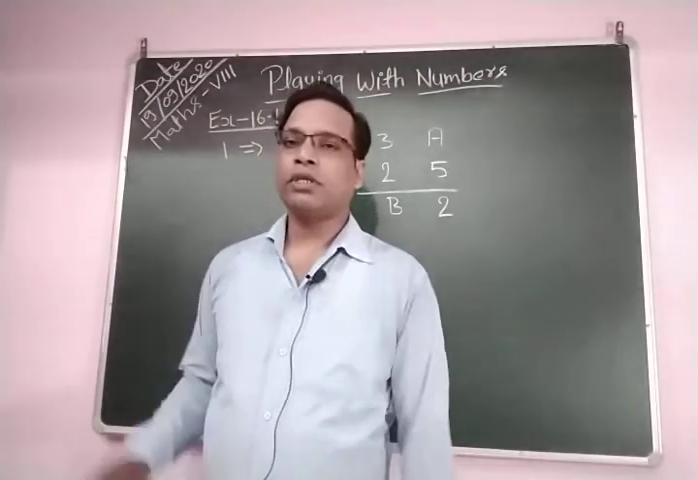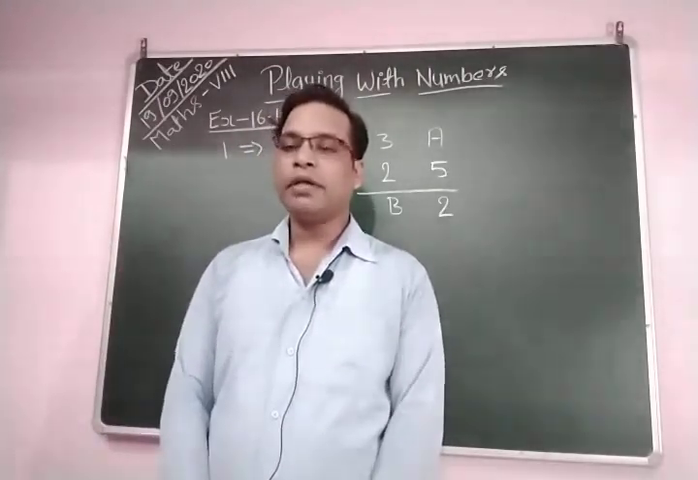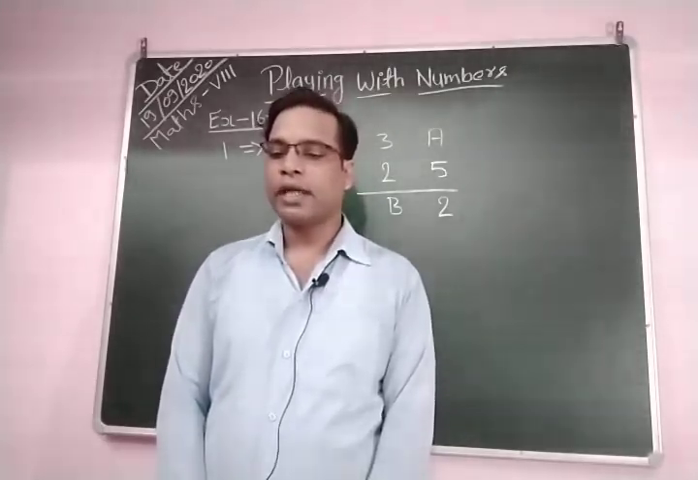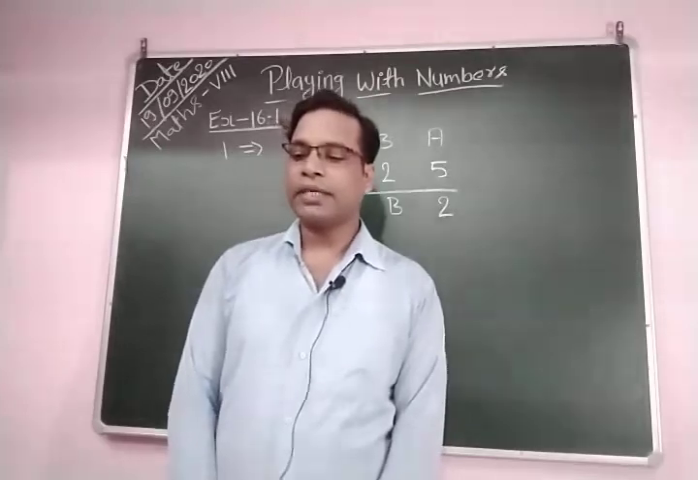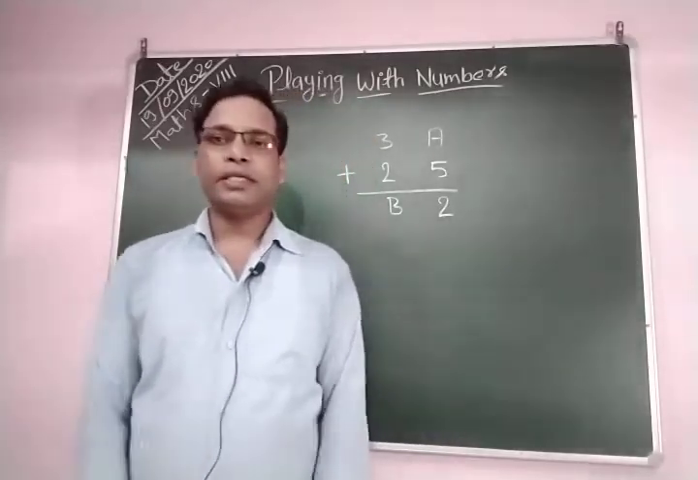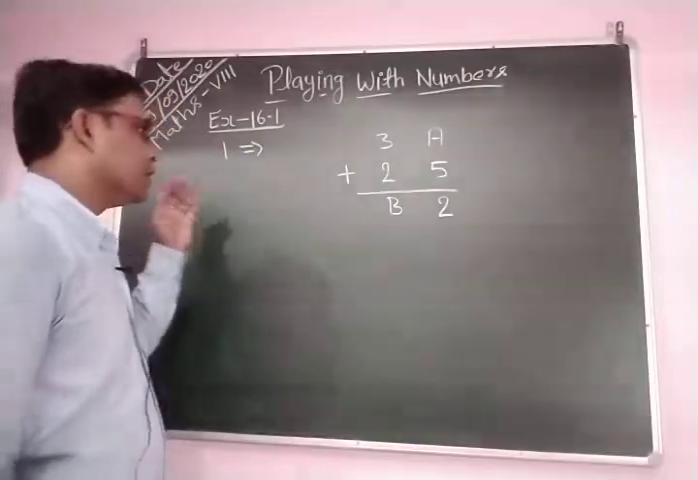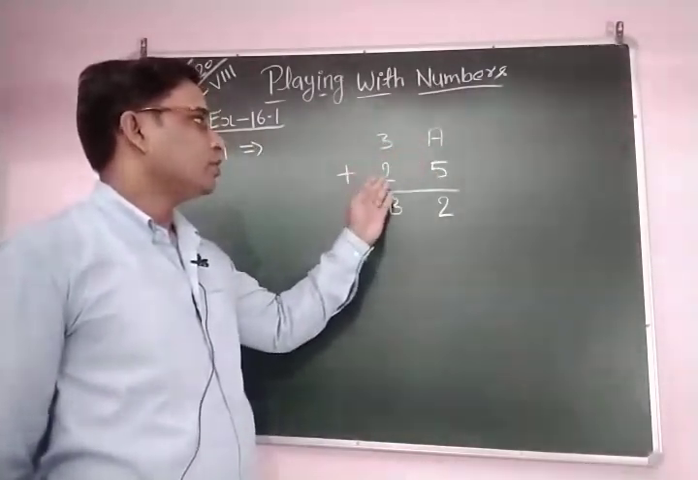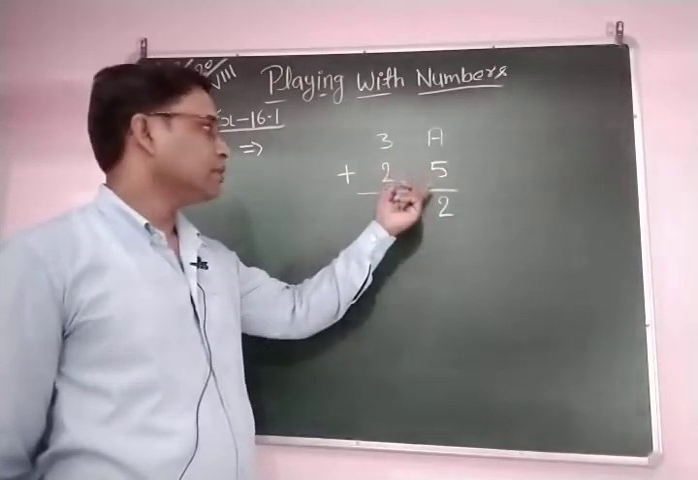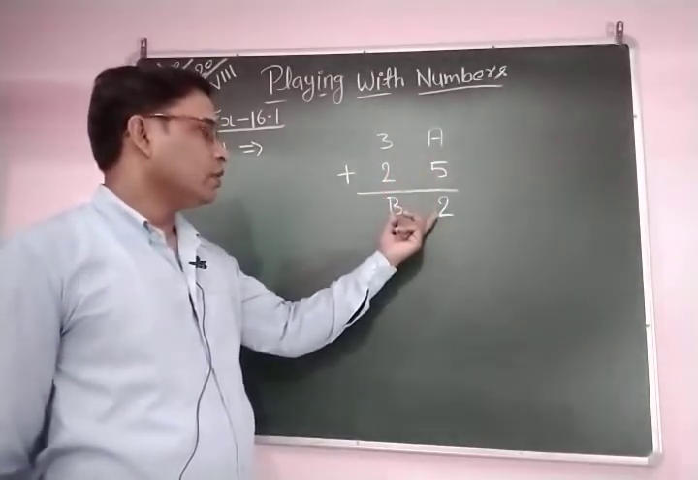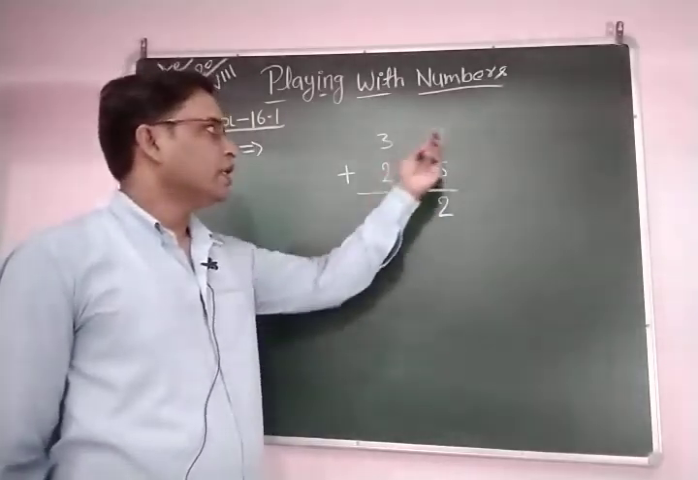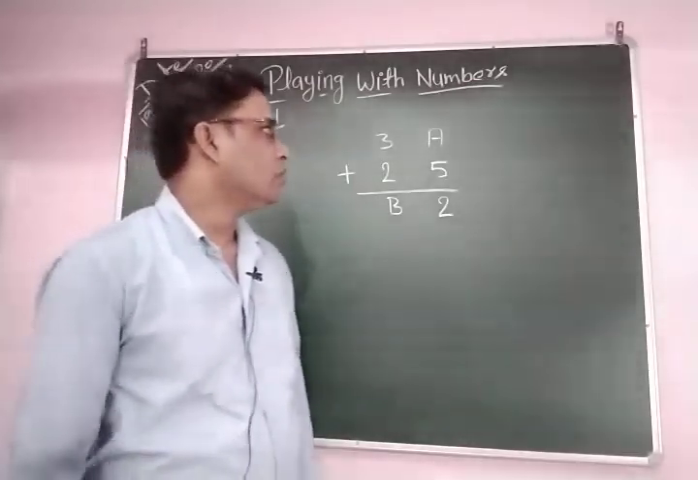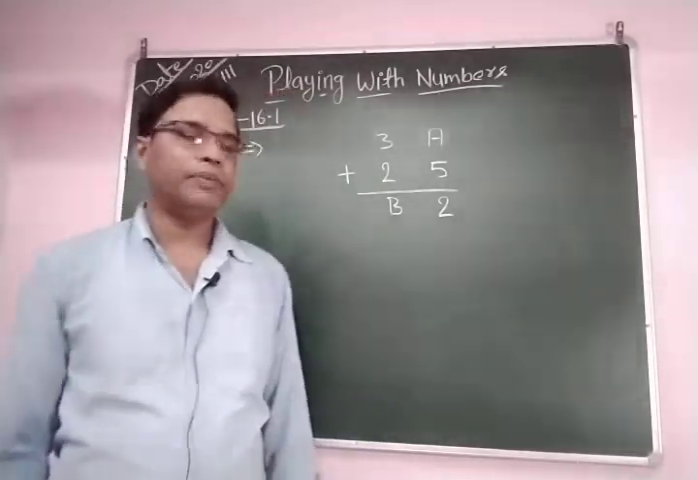16.1, question number 1. Find the value of the letters in each of the following and give the reasons for the steps involved. Here question number 1 is 3a plus 25 is equal to b2, where letter a and letter b are digits. We need to find the value of a and the value of b.